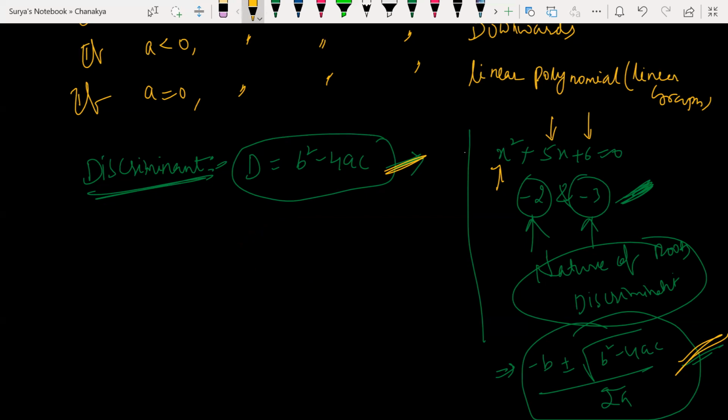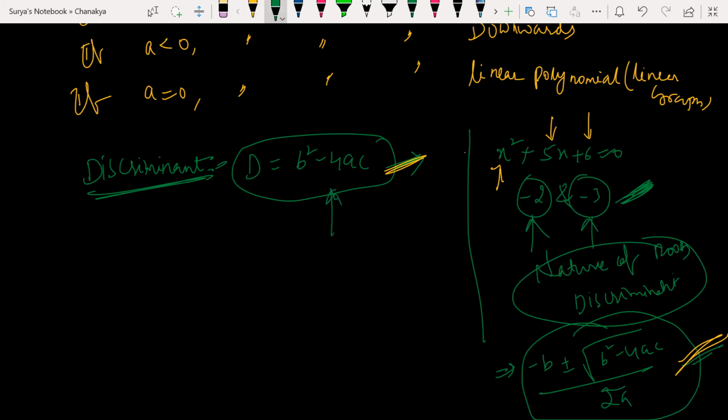Sir, in the formula for the roots, there is plus or minus. So with plus we get one answer, with minus we get another answer. Both are roots. So you can split it like this: minus b plus square root of b square minus 4ac by 2a, and minus b minus square root of b square minus 4ac by 2a. Two roots you will get. Okay, don't worry, we'll learn again in 10th standard.